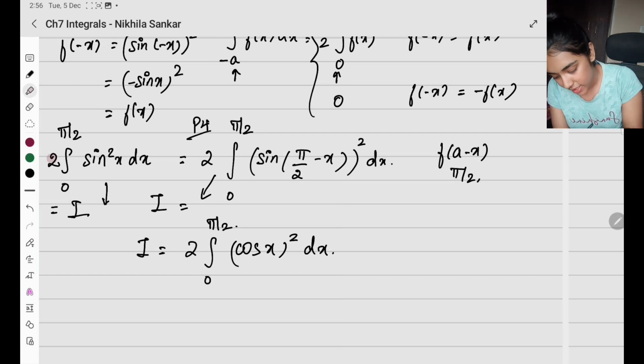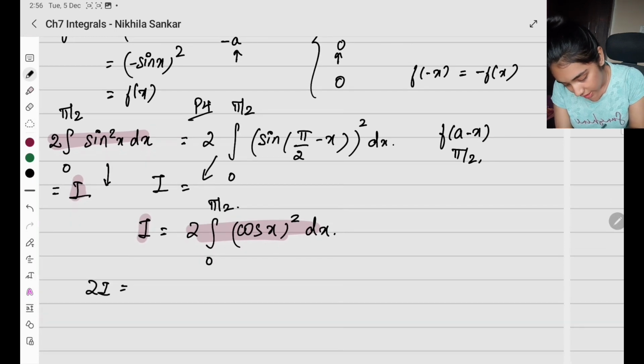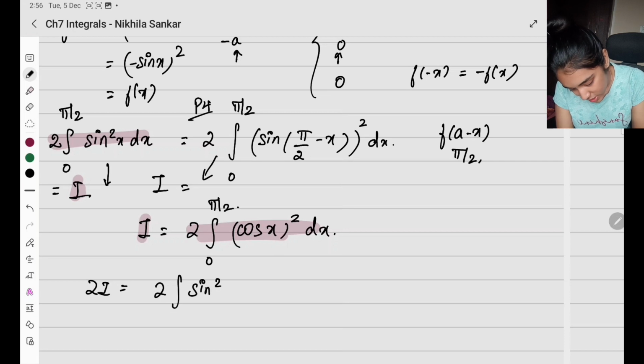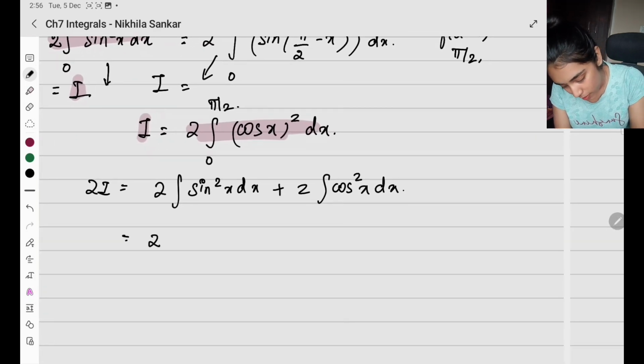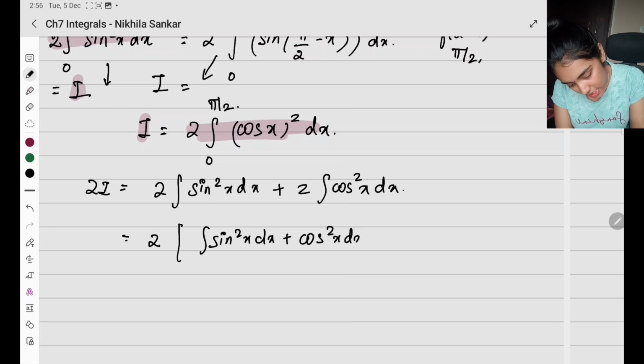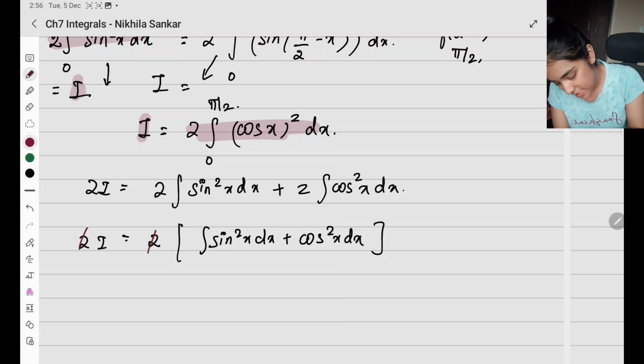Now I'm going to add these two. I'm going to add this and this. So 2I equals 2 integral sine square x dx plus 2 integral cos square x dx. Okay, I can take the 2 common. After taking 2 common, I have integral of sine square x dx plus cos square x dx. On this side there is a 2I. So I can cancel the 2 and the 2.